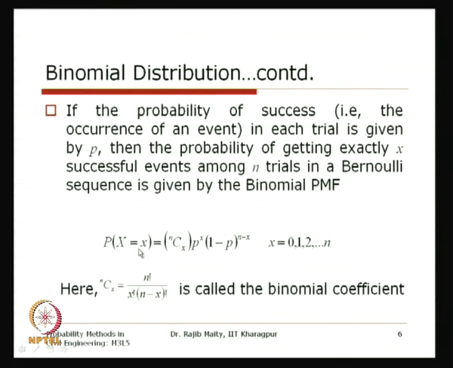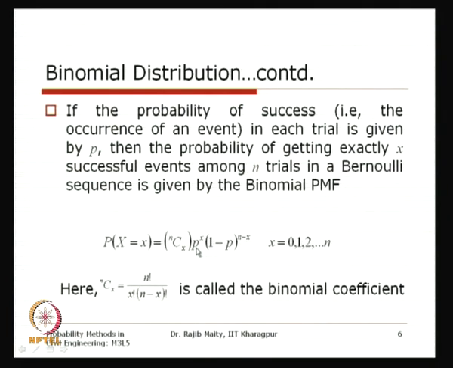Now, the probability of X is expressed as nCx p^x (1 minus p)^(n minus x), and X can take any value between 0 and n. Each of these terms has some meaning. nCx means n combination x: out of a total of n outcomes, in how many different ways can I select those x outcomes. This is multiplied by the probability of success to the power x, as each success is independent of the others. Success and failure are mutually exclusive, which means the probability of failure is automatically 1 minus p, so that the total probability is 1.